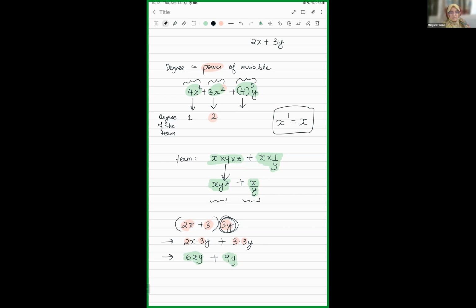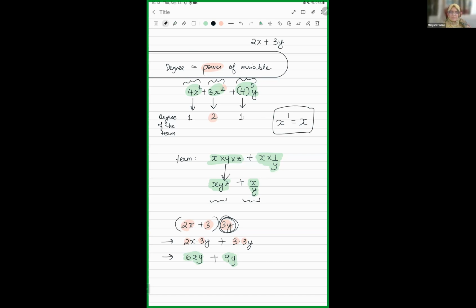what is the degree of this term? Degree means, what is degree? Just read it over here. Ma'am, power of the variable. Yes. So what is the degree of this term? Anyone else would like to try? 1. Very good. So Preshita and Abdul Jabbar, it is 1.